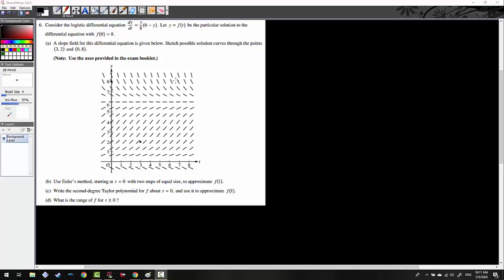Let y equals f of t be the particular solution to the differential equation, with f of 0 being 8. A slope field for this differential equation is given below. Sketch the possible solution curves that go through the points (3, 2) and (0, 8).